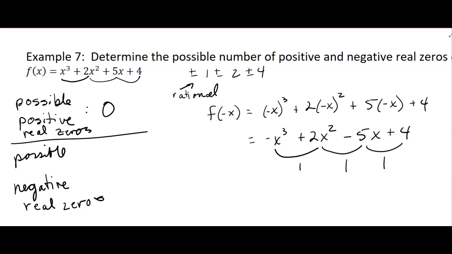Put a line to separate it. So how many possible negative real zeros are there? Well, there's three sign changes. So 1 plus 1 plus 1 is 3. So there's either 3 or 1. Okay? So again, you could try the negative ones and see what works. Okay. That's it.